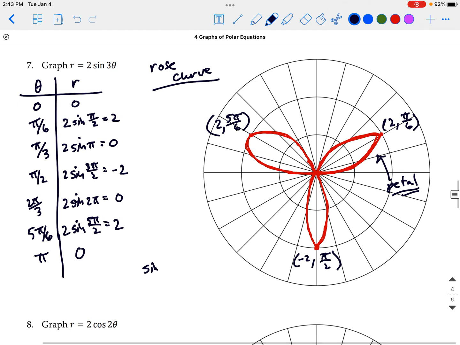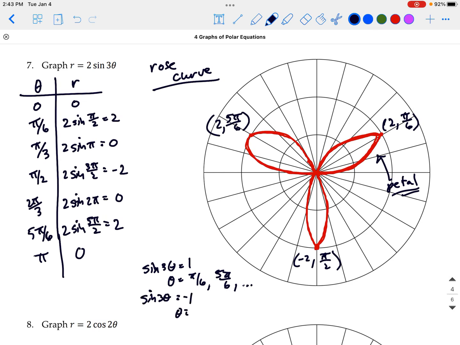All right, so if you look at when sine 3 theta equals 1, we'll get theta equals pi over 6, 5 pi over 6, and then repeating. Or when we're minimal, -1, we'll get theta is equal to pi over 2, etc. And so those maximal values where we are at plus or minus 1 are going to be where the petals are furthest from the origin or the pole.